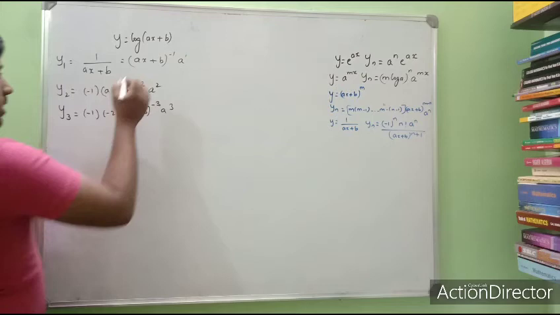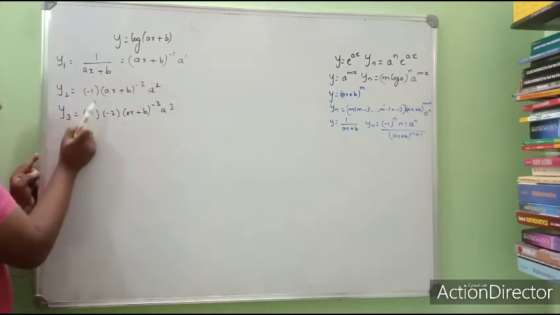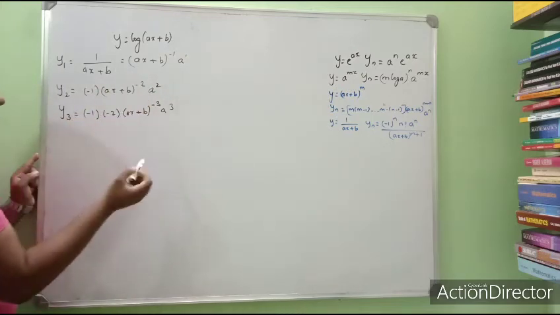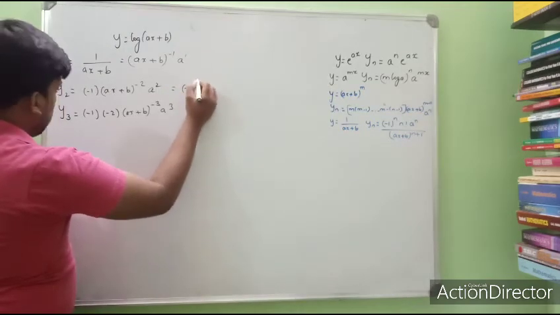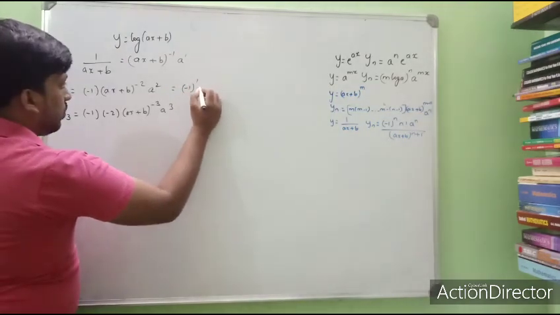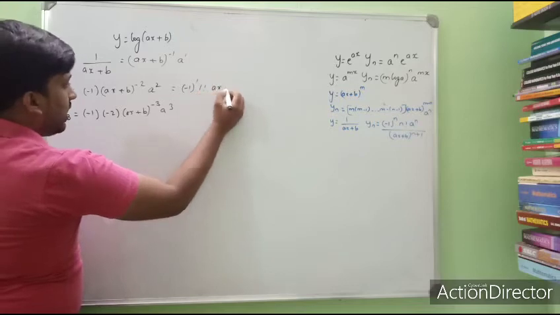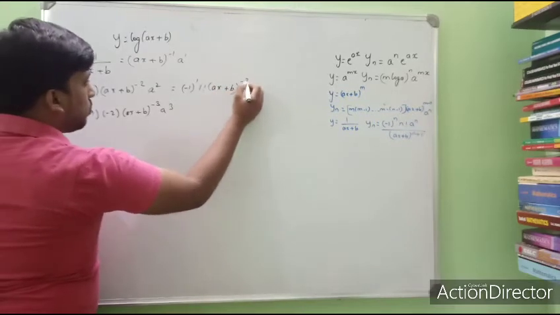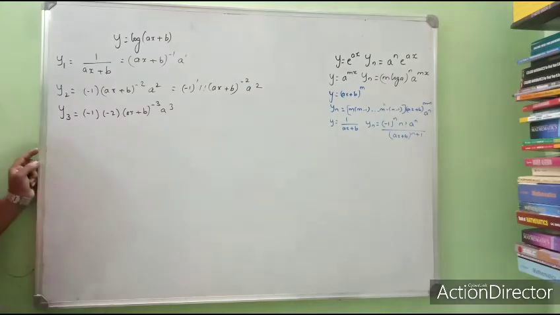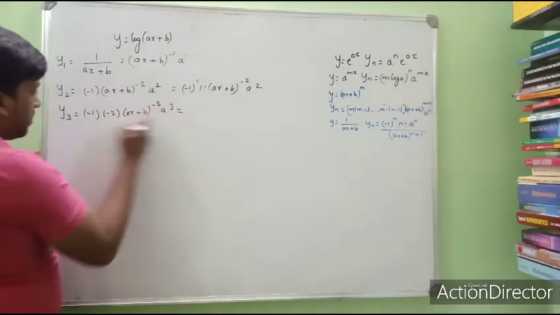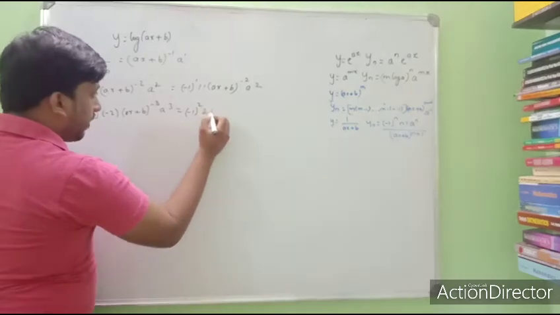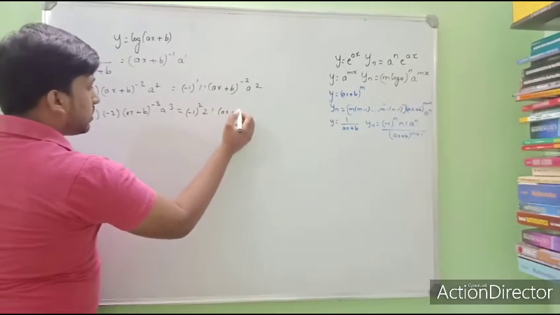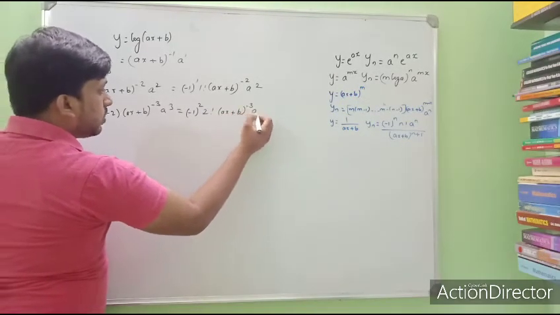So how will you write this? Here I can find the pattern minus 1, minus 2, and so on. This can be written as minus 1 to the power of 1 into 1 factorial into ax plus b to the power of minus 2 into a square. And this can be written as minus 1 to the power of 2 into 2 factorial into ax plus b to the power of minus 3 into a cube.